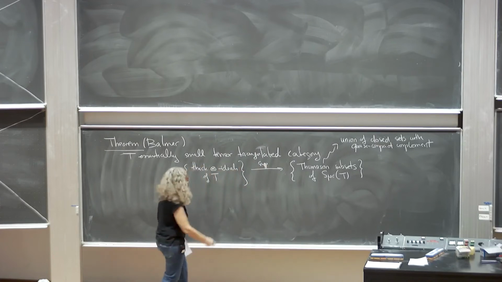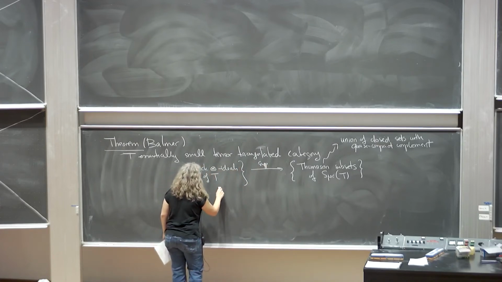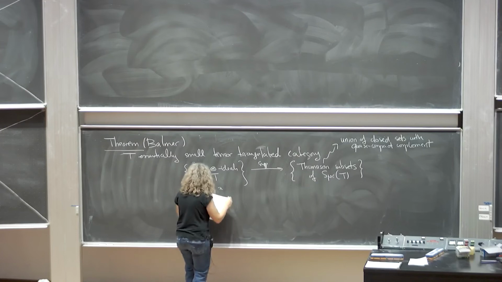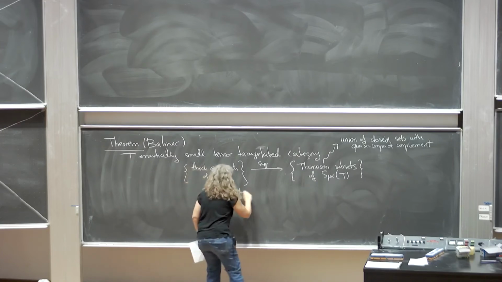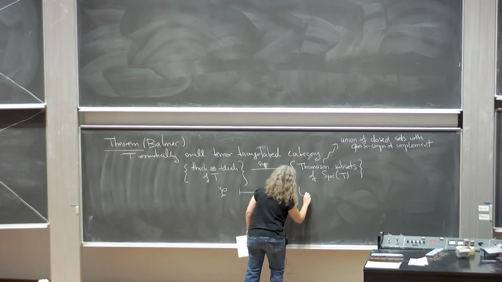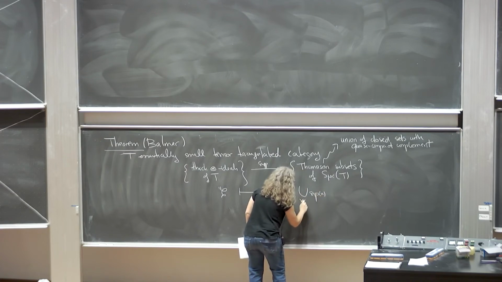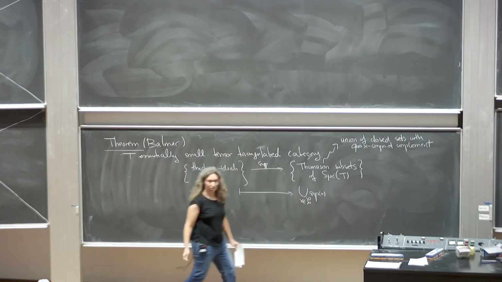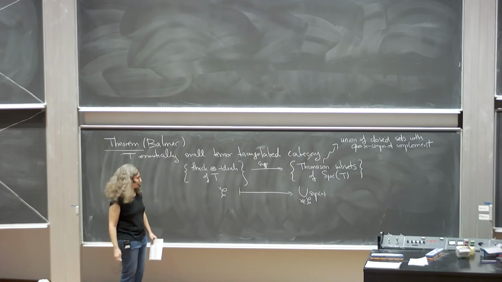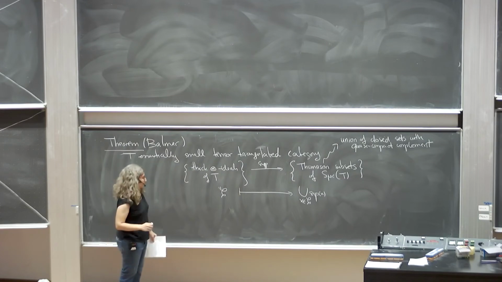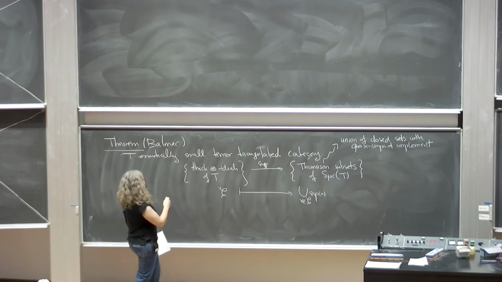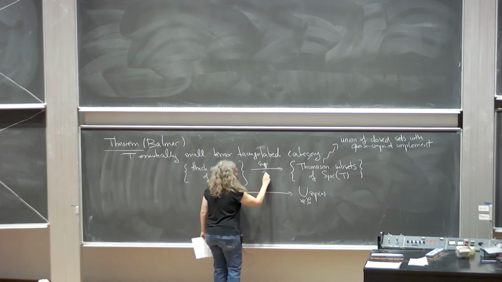So then you have this map in this direction. If you have a thick subcategory, you look at the union of the supports of the objects which are in this thick subcategory. Right? You have a function in this direction. So what he shows is that this is a bijection.